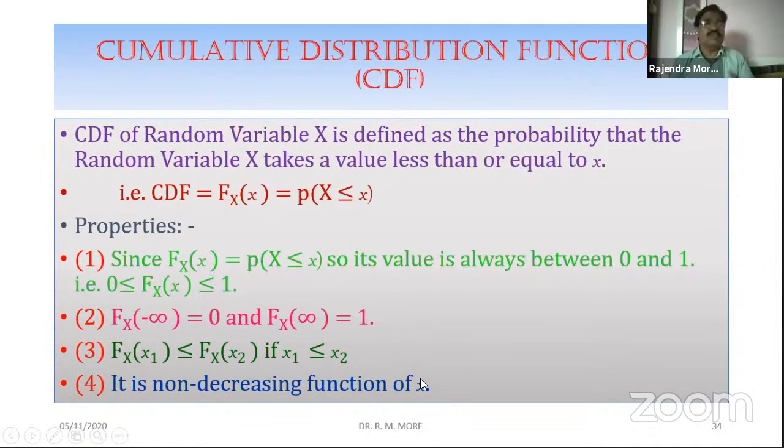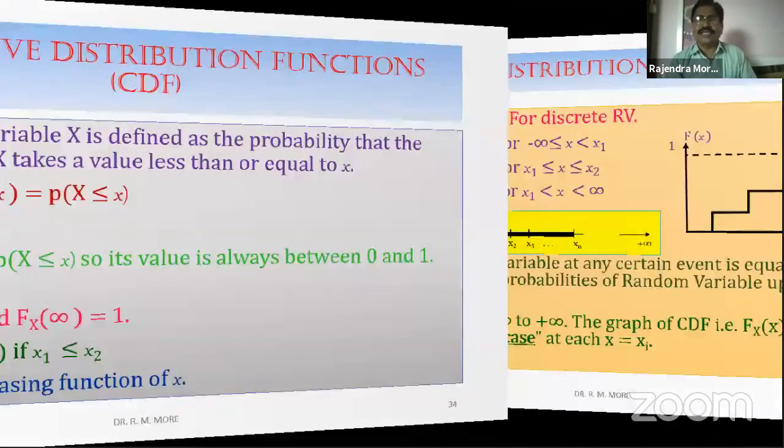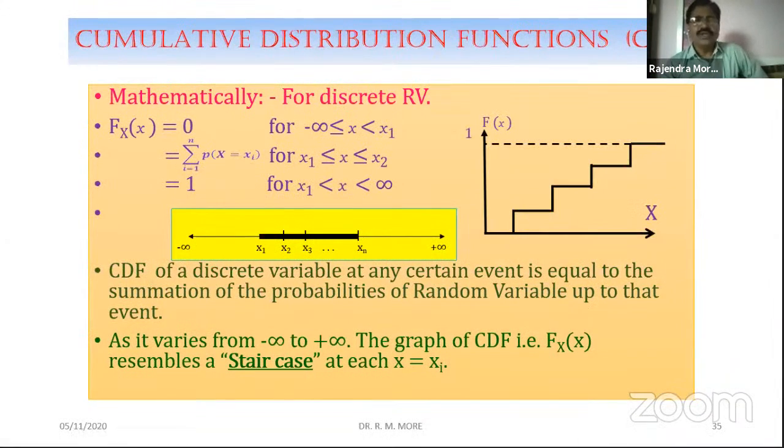Non-decreasing means it is an increasing function. The probability distribution function is always an increasing function. Let us take the example here. If you see this yellow diagram, this is the probability distribution function, and this graph is the cumulative distribution function. That is, all the probabilities are added in the next one. That's why the cumulative distribution function takes the form of, that is, it resembles, a staircase.